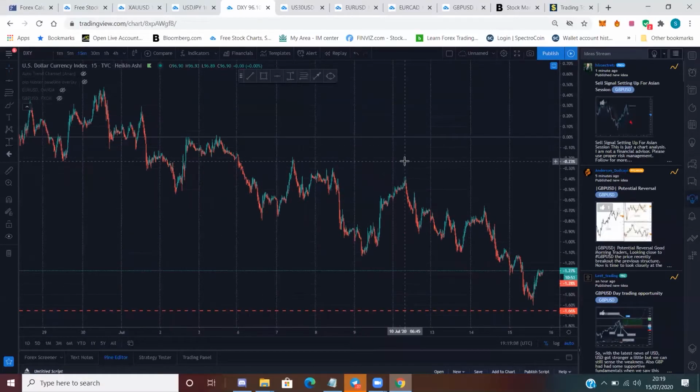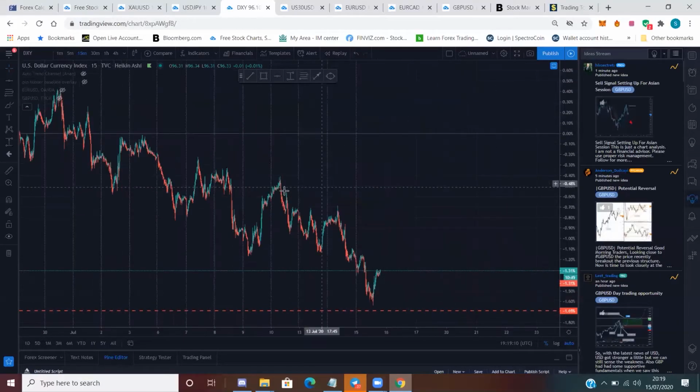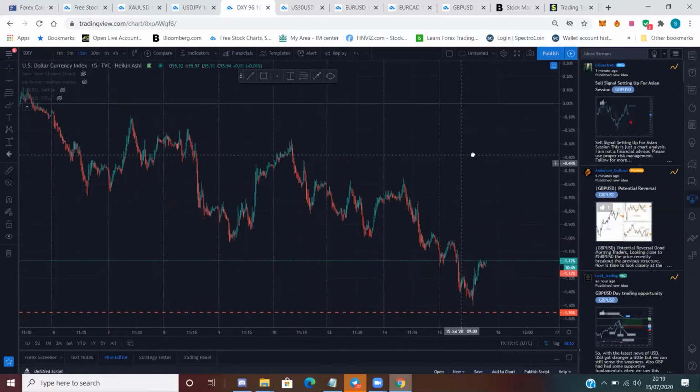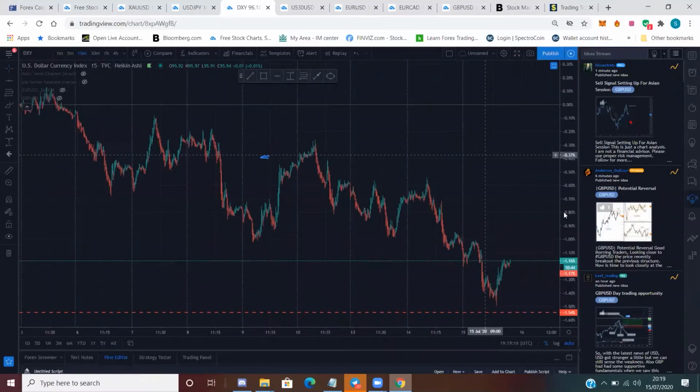What was I showing you? Was it this bit? No, there. I will show you where you saw this. Yes, you can count this as the higher high. Yes, but they rejected. If they close here, you can count it as a higher high.